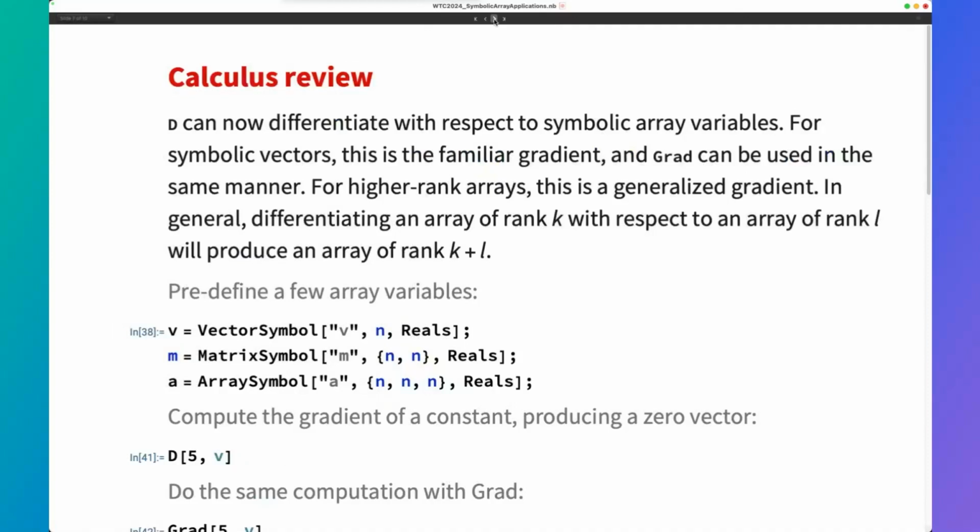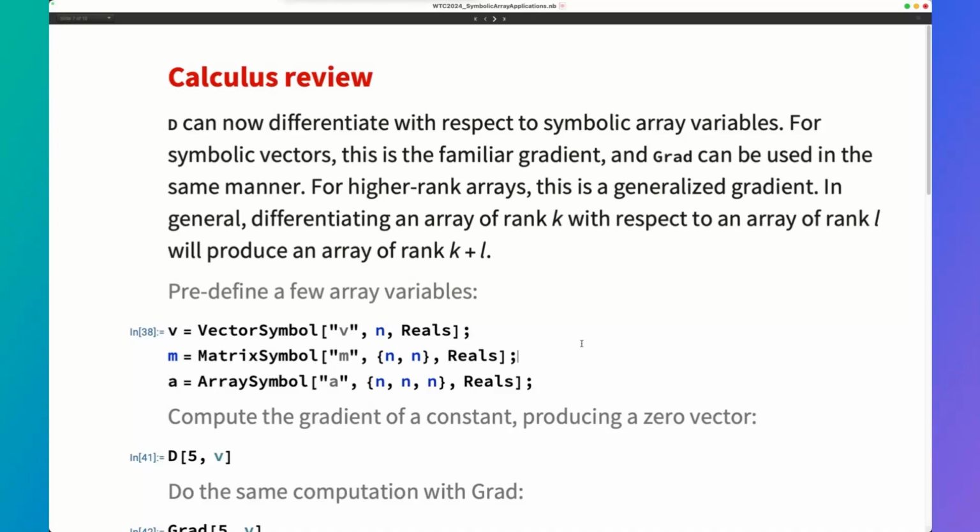D can now differentiate with respect to symbolic array variables. For symbolic vectors, this is the familiar gradient, and Grad can be used in the same manner. For higher rank arrays, this is a generalized gradient, and in general, if you differentiate a rank k array with respect to an array of rank L, you'll get an array of rank k plus L. And so I'm going to illustrate this with various examples.